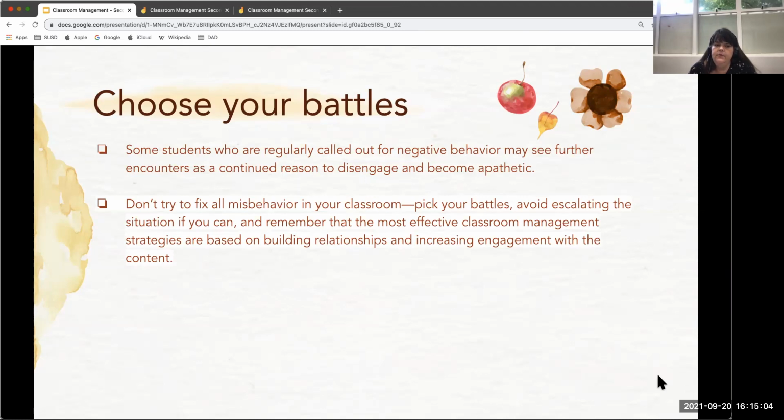It's also important to remember that you can't fix all the misbehavior in your classroom. If you were doing that, the academic part would probably not get done. But you do want to try to avoid escalating any given situation. And remember that the most effective classroom management strategy is about increasing engagement and developing those relationships so that it doesn't get to a point where you're dealing with discipline and consequences. And again, in all honesty, you can build those relationships and have great relationships with kids. They can be engaged, and someone's still going to do something dumb, probably right before or after the bell rings. And so it's going to happen.